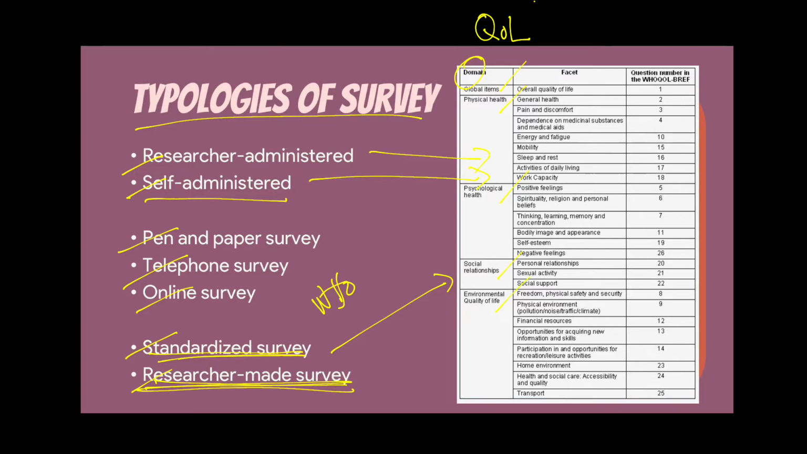But there are some variables where you just have to make a researcher-made survey because it doesn't need validation. For example, when you're asking for gender, male or female, it doesn't need to be validated. You can make that already. Commonly in our department, we usually go for researcher-made surveys and also standardized surveys. So there's really nothing bad if you do standardized surveys or researcher-made surveys.